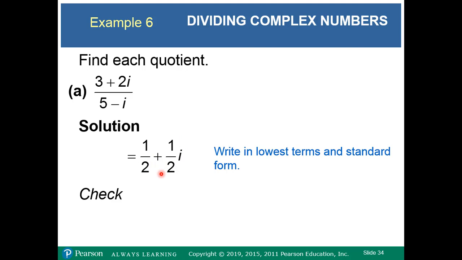And so now we're going to check. What we're going to do is take this and stick it back into the original problem and see what we get. So we take 1/2 plus 1/2 i times the conjugate, or times 5 minus i, and what do we get? We get 3 plus 2i.